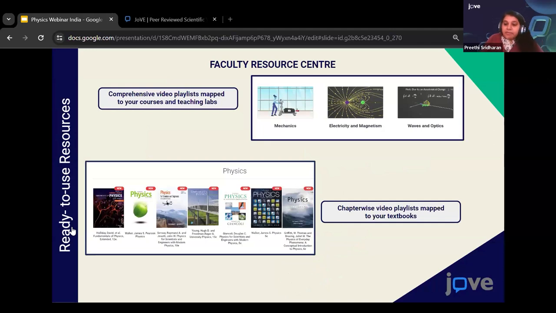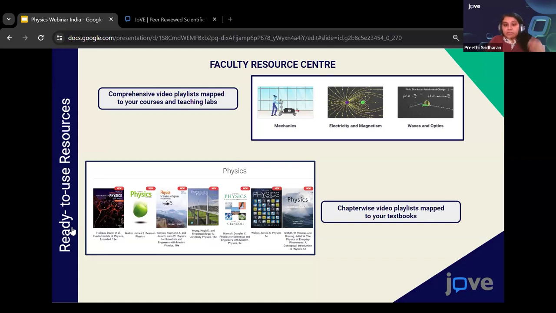Apart from these, we have ready-to-use resources on our website. I will also show you how to utilize these from our website and how to land on them. These are ready-to-use playlists, comprehensive playlists that have videos from the physics collection available from our entire repository. We have three ready-to-use playlists: for mechanics, electricity and magnetism, and waves and optics. These can be directly loaded to your LMS. That is the advantage of this.